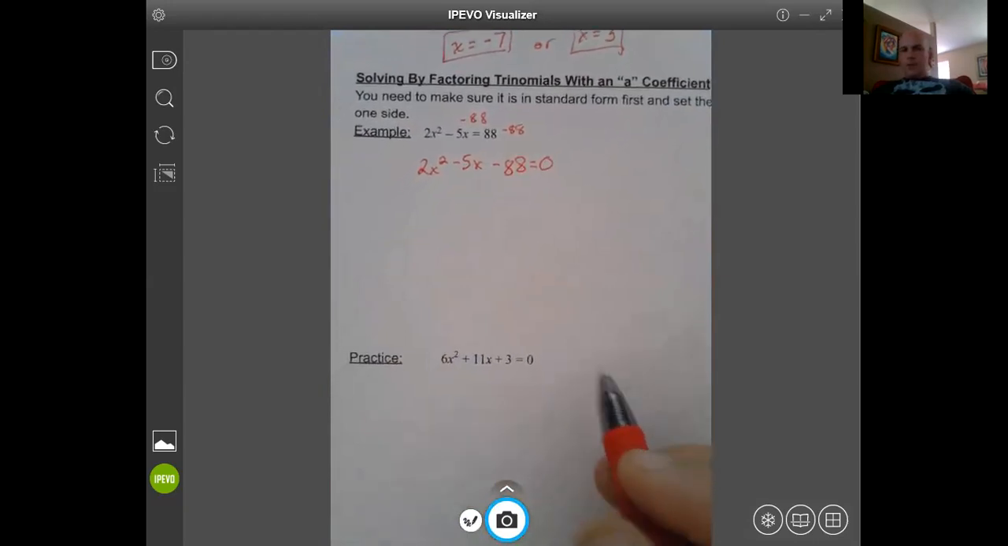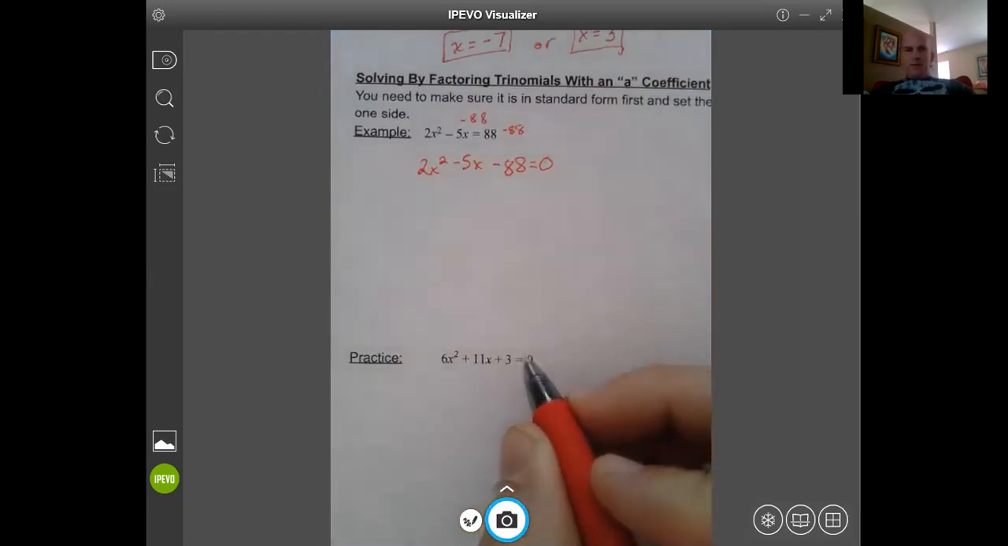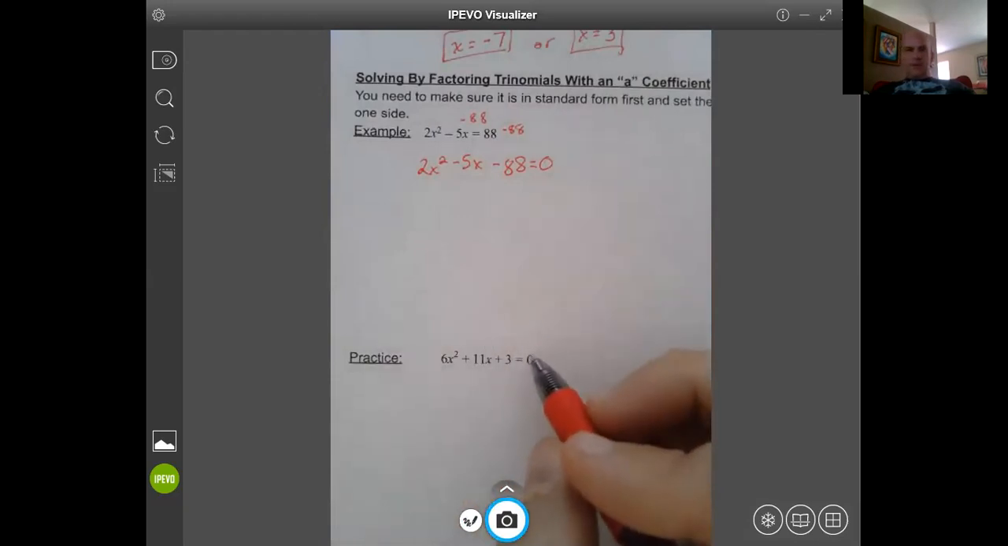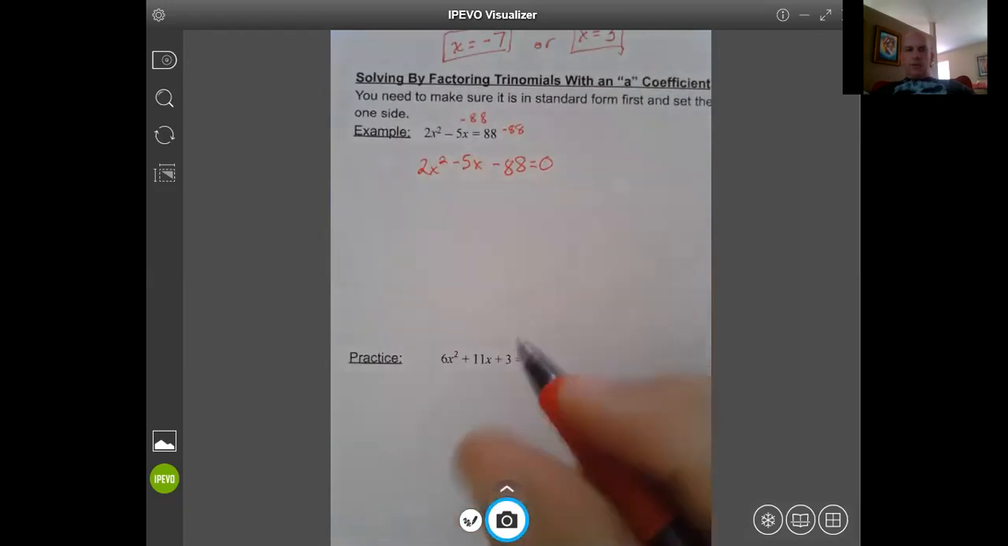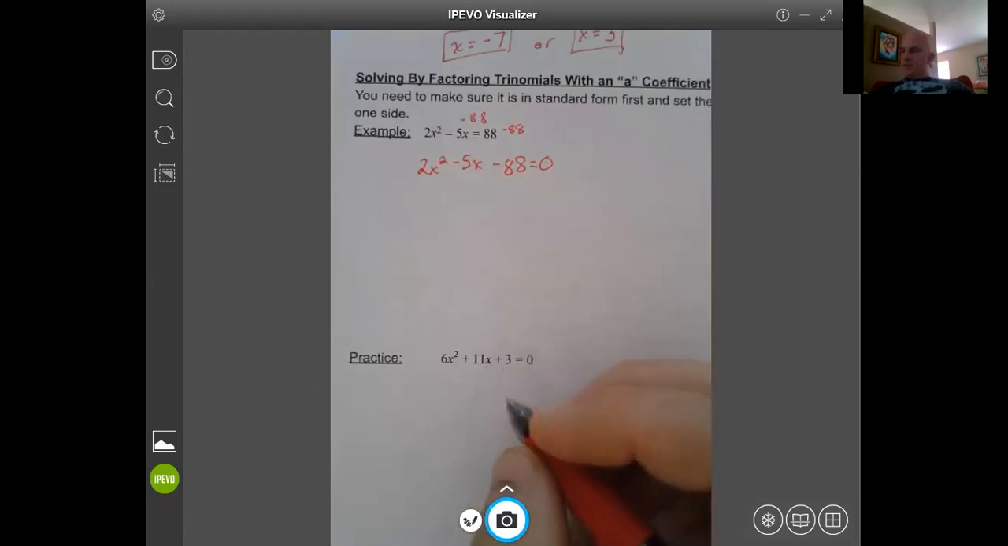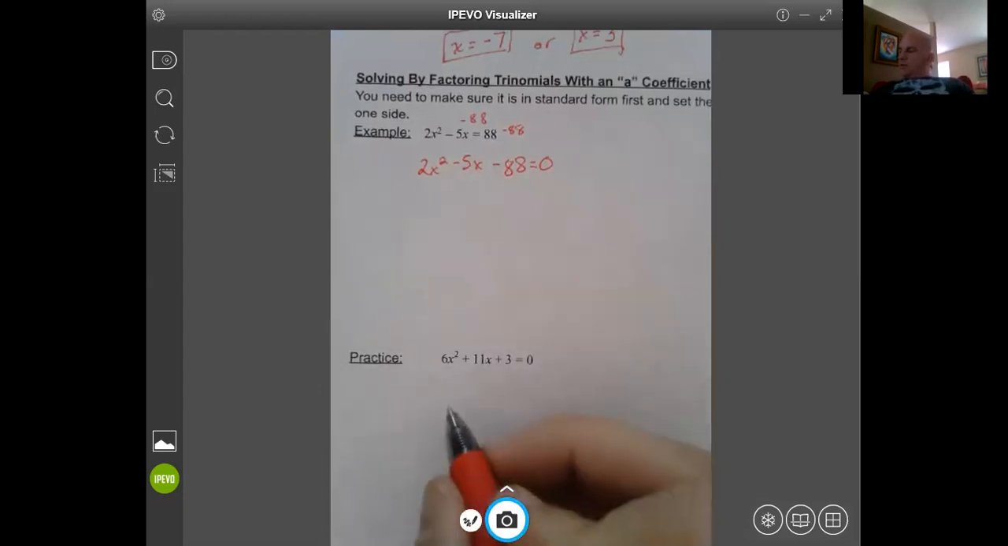So let's look at the practice problem and go over that one. Once again, this one already is equal to 0, so I don't have to do what I did in that first step up there. However, if this wasn't equal to 0, I would need to move whatever's on this side over there. So whether it's an x term or an x squared term or a constant, either way, I have to subtract it or add it to move it to the other side. Once it's equal to 0, then I can begin trying to factor it.